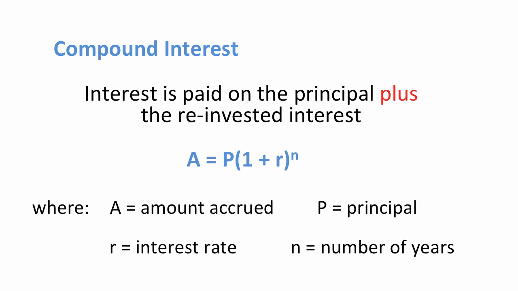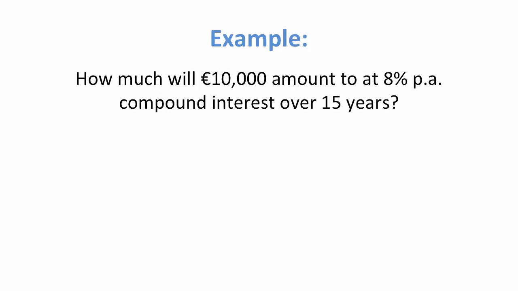So just be aware of that, and the compound interest is more powerful in terms of you being able to earn a lot more interest over a longer period of time compared to simple. Again, this formula is given to you in the exam if asked. So your example is €10,000 deposited, 8% per annum interest, but it's compounded interest over a 15-year period.